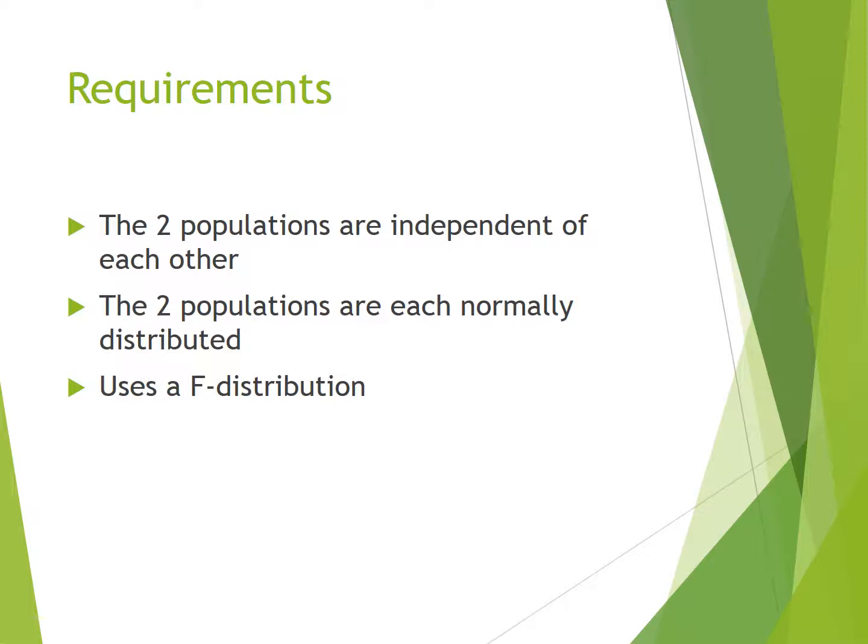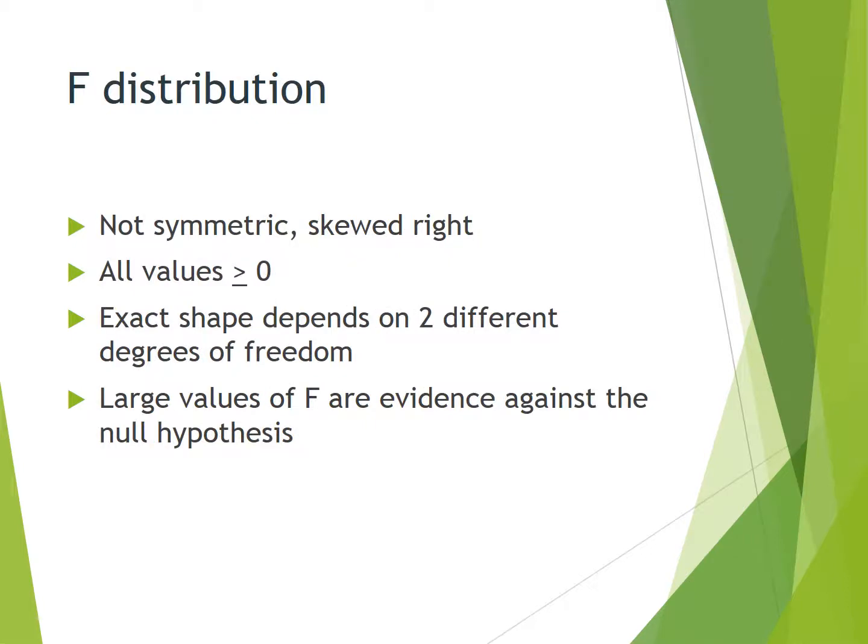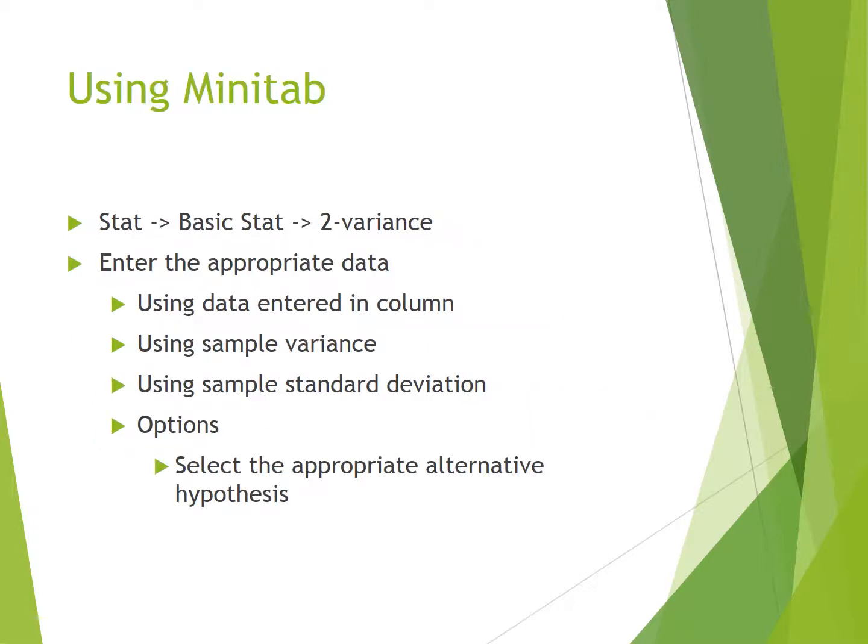The F distribution is similar to it in that it is also skewed right and it is also positive. So the F distribution is not symmetric, it's skewed right. All values are positive, and it takes on a shape which depends on two different degrees of freedom. Large values of F are evidence against the null hypothesis. We use the two variance hypothesis test to test whether two variances come from the same population.